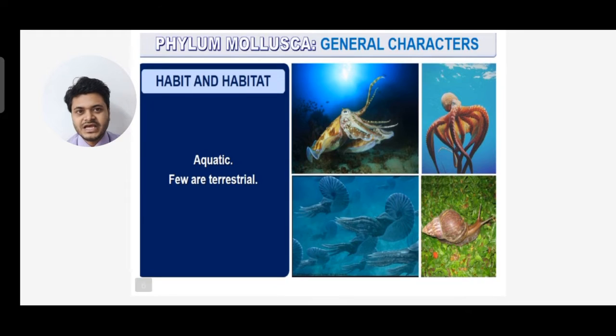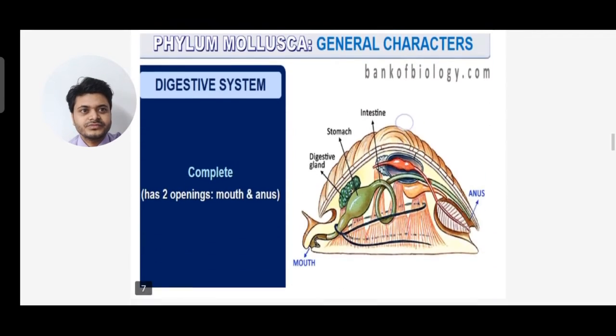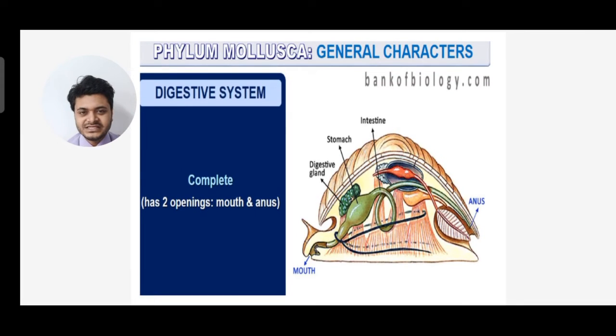Now let's talk about the habit and habitat. They are mostly aquatic and a few are terrestrial. Now let's talk about the digestive system. They have a complete digestive system, that means it has two openings: one is the mouth, another is the anus. Both are separate. You can see the structure, mouth and anus are shown.